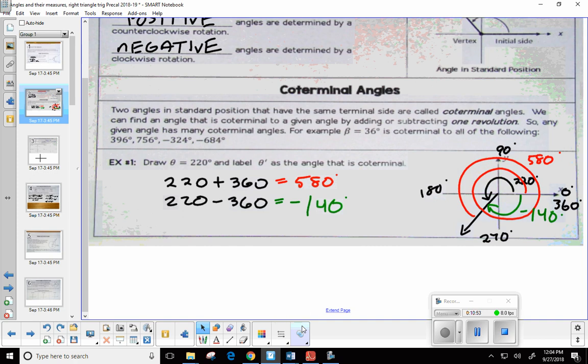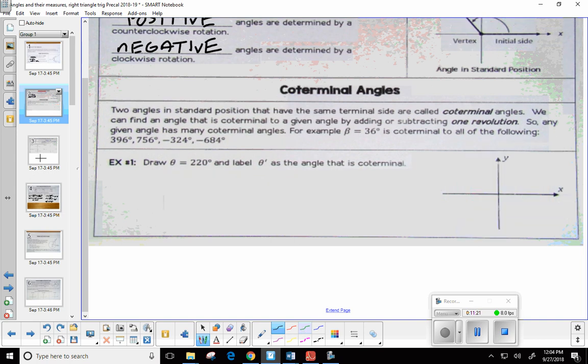Any questions on coterminal angles? Okay. What do we call the side of the angle that rotates? Where it stops, that's the terminal. Where it begins is the initial. If it starts on the positive x-axis, we say it's in what? Standard position. Okay. So let me go ahead and give you another one of these.